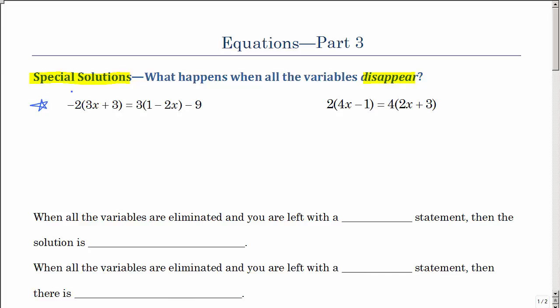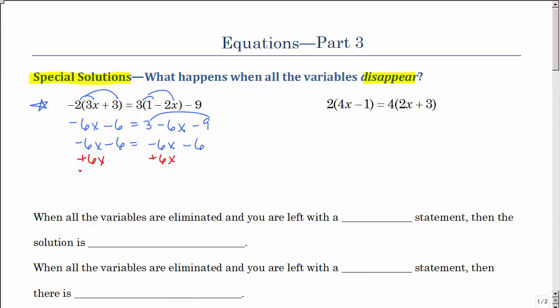Well, we have parentheses, so of course we need to distribute. Distribute here. Then we need to collect like terms on each side of the equal sign. So I'm going to keep the negative 6x, and 3 minus 9 is negative 6. At this point, you could just stop and say, hey, that's exactly the same thing on both sides. But let's say you didn't see that and you went, well, my teacher said I need to get the x's on one side, so I'm going to add 6x to both sides.